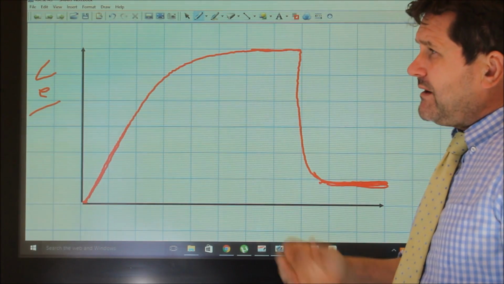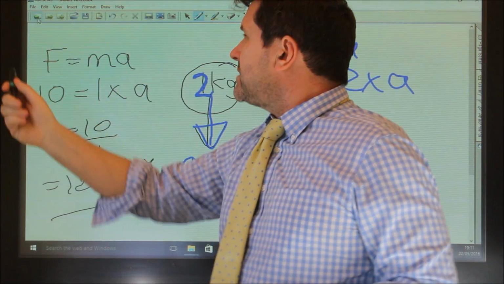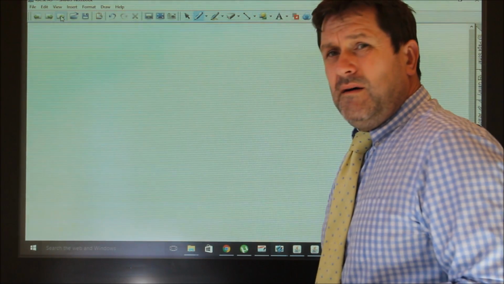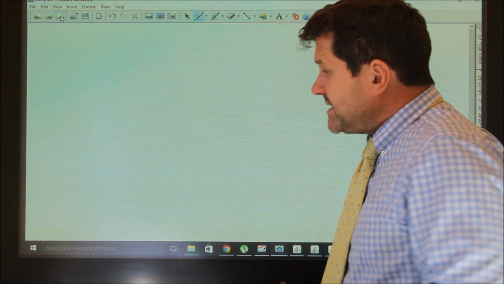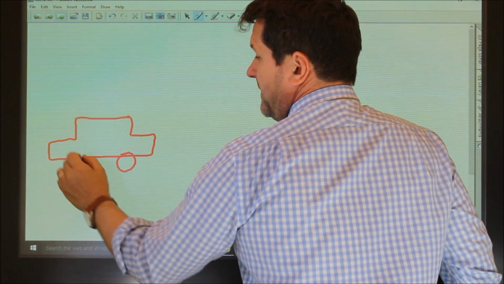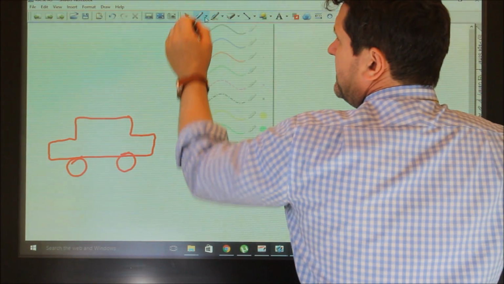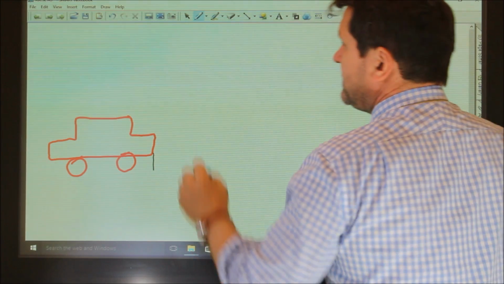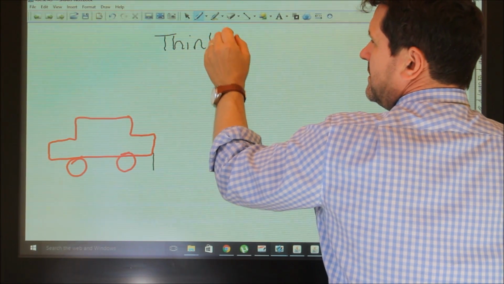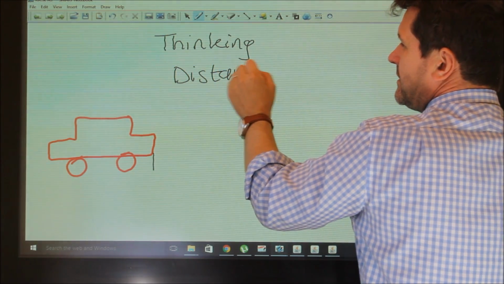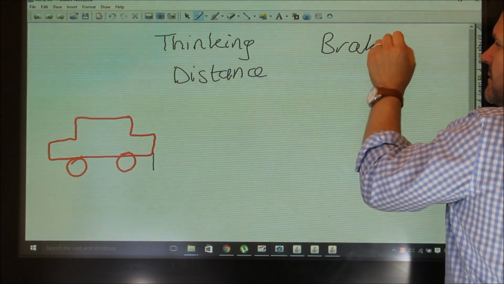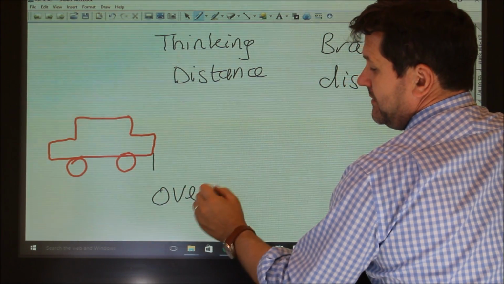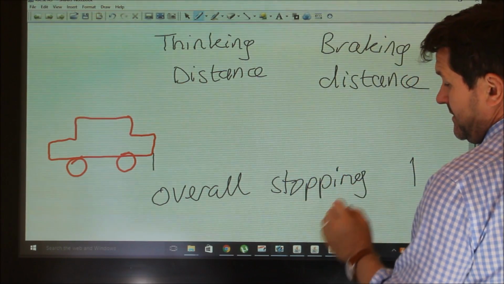Okay? Now, the last thing that we wanted to cover in this part was stopping distances. Now stopping distances are very straightforward. This is a very simple concept. So if you're driving along in your car and you suddenly need to brake, there are different things which affect how long it takes for your car to stop. Now then, there is something called the thinking distance and the braking distance, and these add together to make what's called the overall stopping distance.